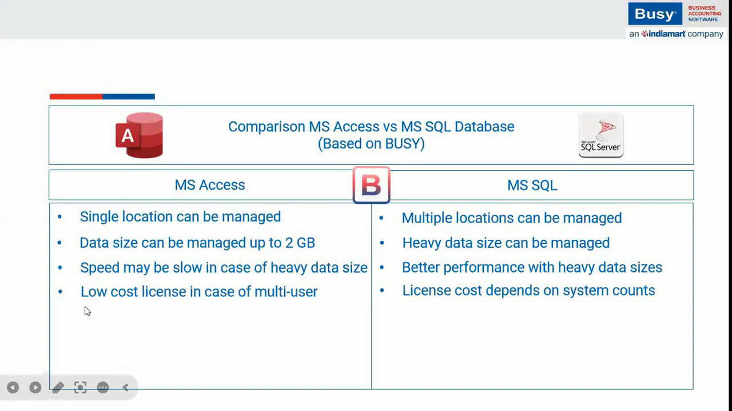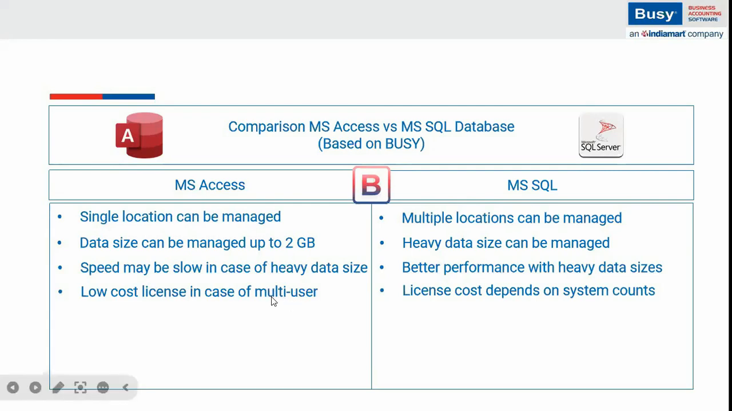MS Access database has low-cost licenses in case of multi-user. For example, the client has 20, 30 computers. Simply, they can purchase one multi-user license of MS Access, and then they can connect all the systems through the LAN. But MS SQL is not like that. We don't have the multi-user concept in MS SQL. We have to purchase the count license. In the same case, if the client has 30 computers, they have to purchase 30 client server edition counts for the SQL. It is more expensive; the cost is more compared to MS Access.